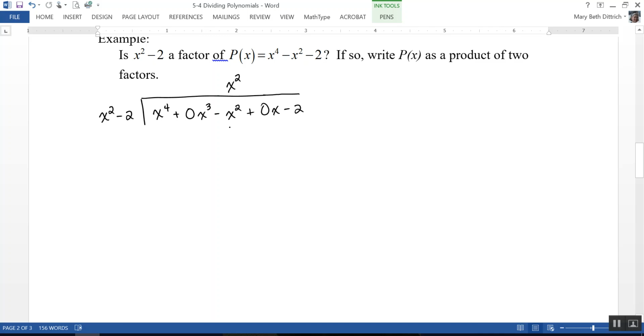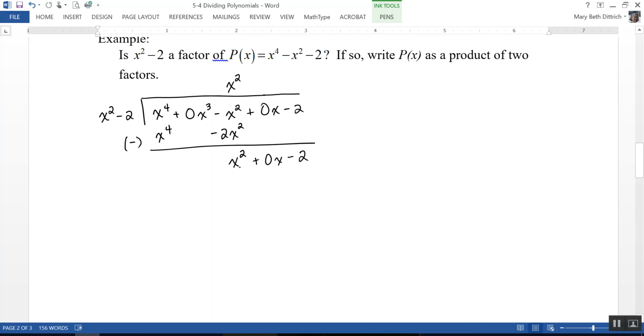and notice I'm putting it in the x squared column. Now multiply that x squared by the binomial out front, x to the 4th minus 2x squared. Well, I guess I didn't actually need the x to the 3rd, but it's a good practice to do. Subtracting, my x to the 4th cancel out. Negative x squared minus a negative 2x squared gives me an x squared. Bring down the 0x and bring down the negative 2.